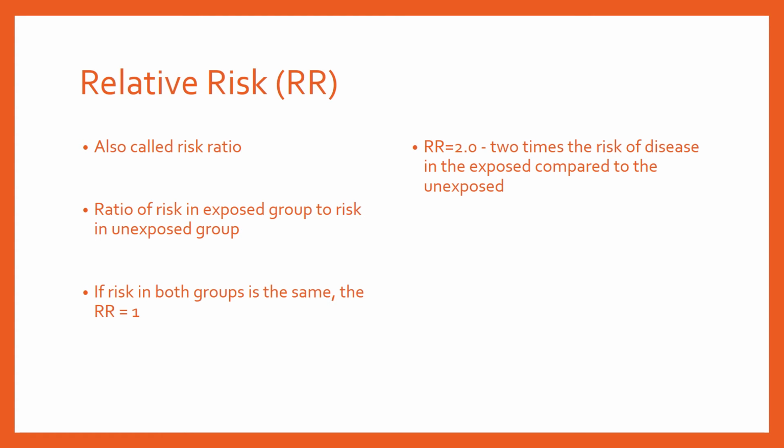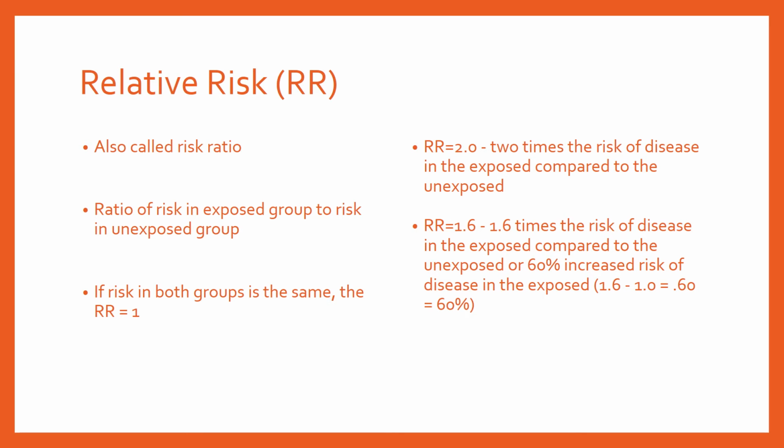If you have a relative risk of 2, this means that there's twice the risk of disease in the exposed compared to the unexposed. So say for smoking and lung cancer, you had a relative risk of 2. That means smokers are twice as likely to get lung cancer as are non-smokers. Say you had a relative risk of 1.6. That means that you're 1.6 times more likely to get the disease if you're exposed compared to unexposed. Or another way to say that is you have a 60% increased risk.